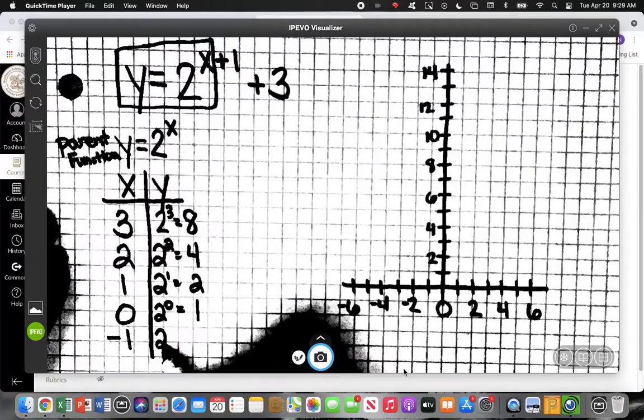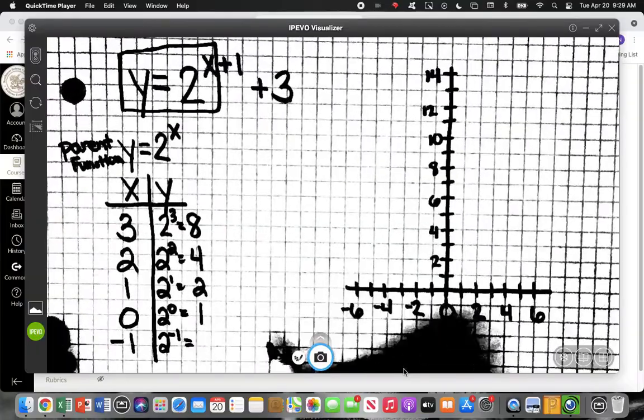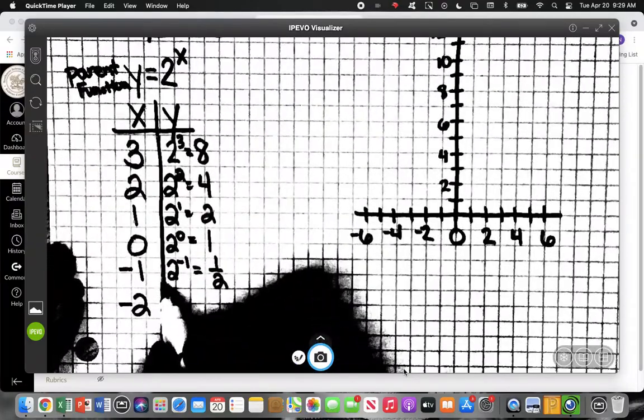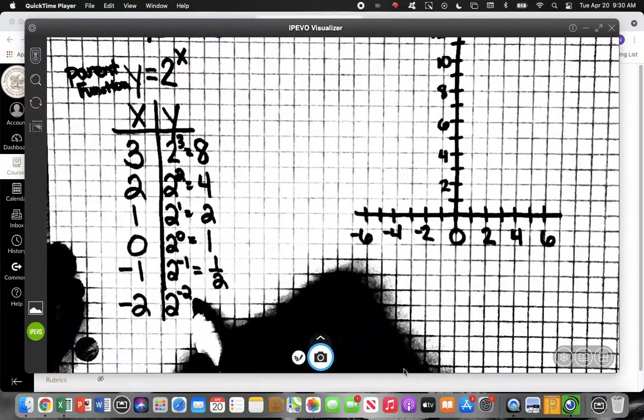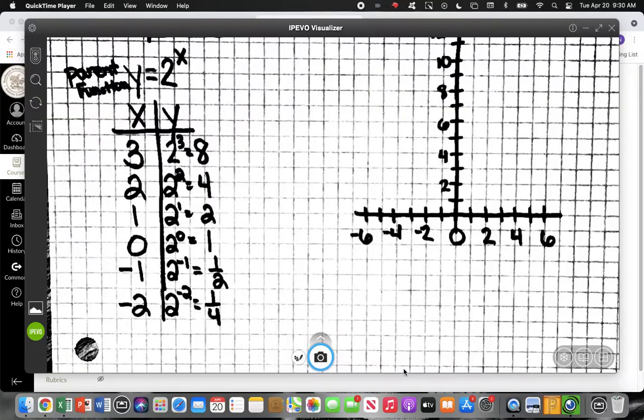Now, -1. When I plug in a -1 for the exponent, that now creates a fraction, right? What is 2 to the -1st? 1/2. And -2, 2 to the -2nd is 1/4. You'll say, I don't like to graph a ton of fractions, just enough to get the shape of the graph.